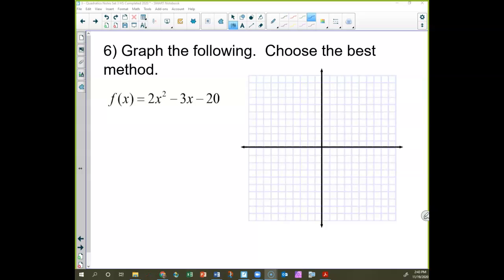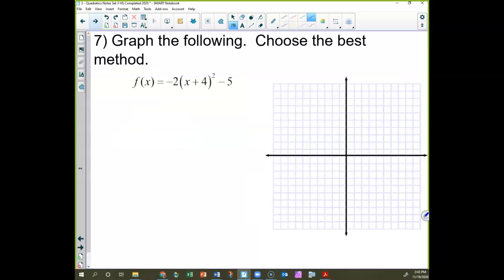Problem number 6. I would do this by factoring and x-intercepts. And I would use those x-intercepts then to find the vertex. The vertex is going to have fractions. There's no way around that in this case. 7 should have been the quickest one you had to graph. I'm just going to use transformations. I don't need any x-intercepts. I don't need any y-intercepts. I'm just going to deal with, hey, I've reflected over the x-axis, vertically stretched by 2, moved left 4 and down 5.